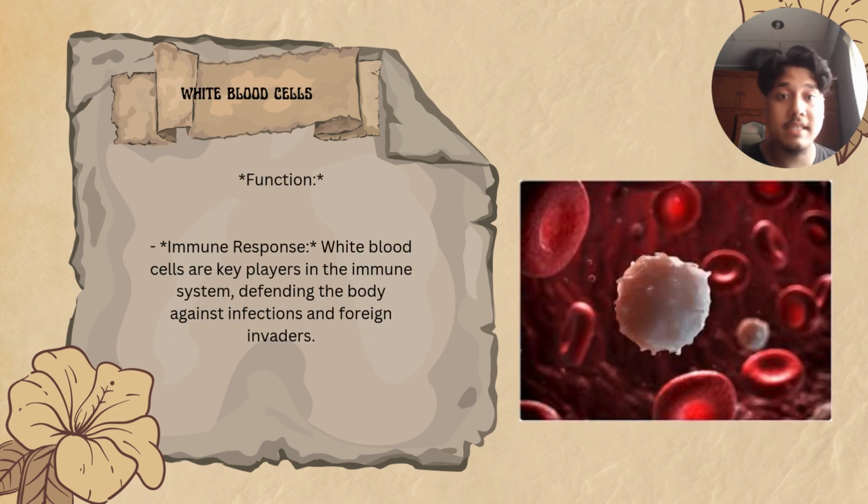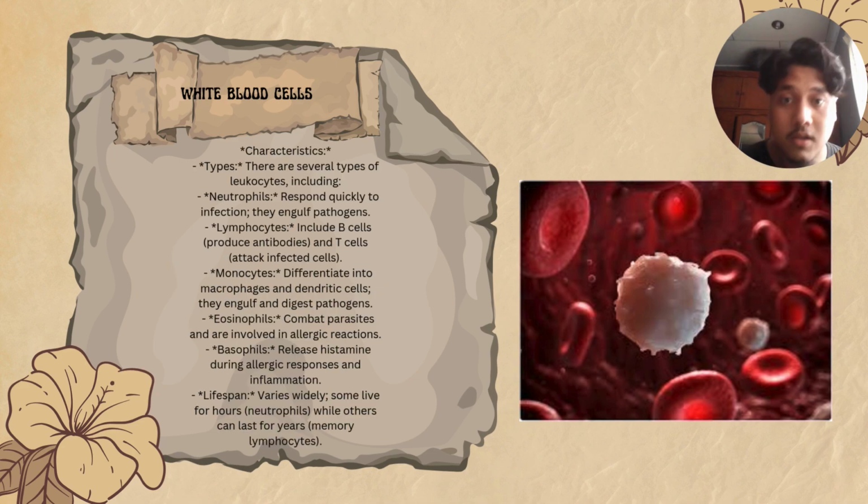So, white blood cells. Function: immune response. White blood cells are key players in the immune system, defending the body against infections and foreign invaders. Characteristics, types: there are several types of white blood cells, including neutrophils, which respond quickly to infection and engulf pathogens. Lymphocytes include B cells, which produce antibodies, and T cells, which attack infected cells.